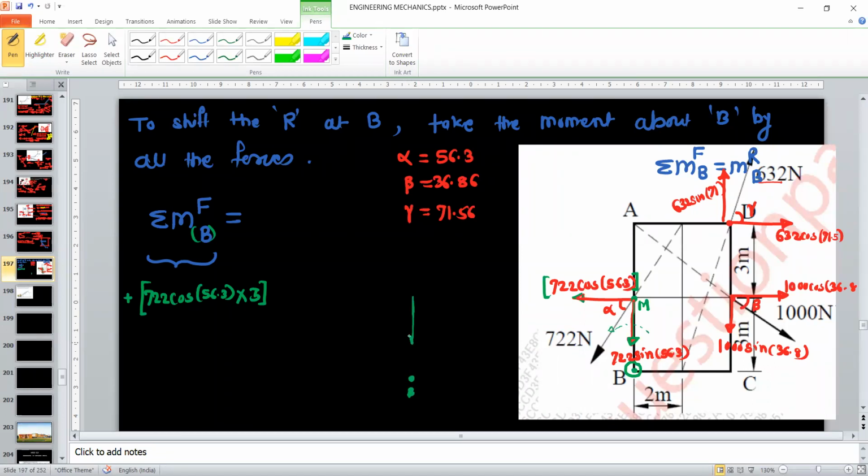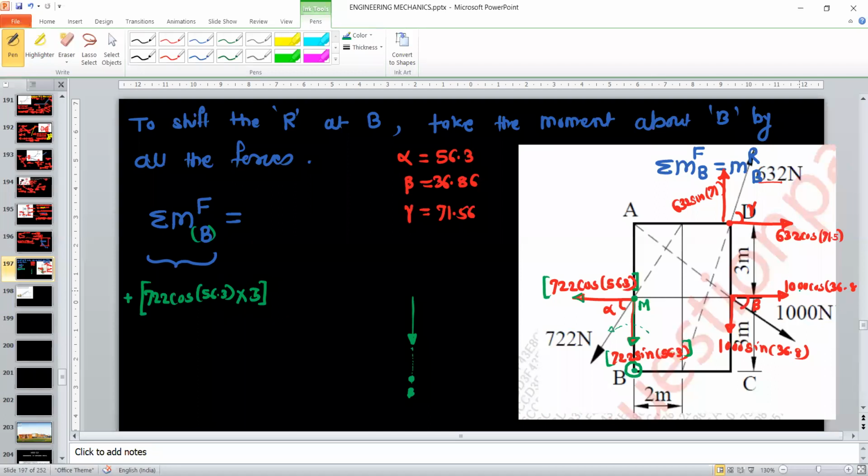And this is the y component, which is equal to 722 sine 56. So this component, its line of action will pass through the point B. So the moment by this force will be 0, because the force is exactly passing through the point B, there is no perpendicular distance. So the moment by this component is 0.